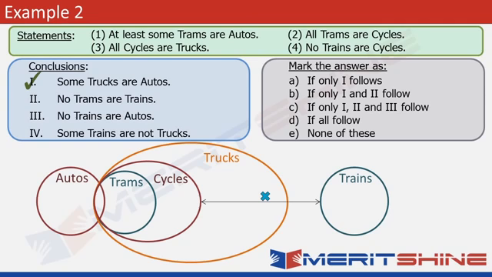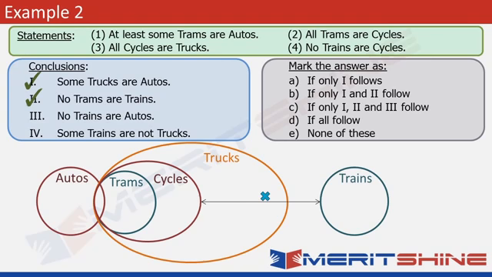Number 2. No trams are trains. So it's a negative statement and we'll have to look at all the possible cases. But if you look at the figure, we can see that cycles and trains are disjoint sets. So there can be no overlap. And all the trams are contained within cycles. So there can be no tram that's not a cycle. So it means that if cycles and trains are disjoint sets, trams and trains would also be disjoint sets. That's easy to understand. So it means that no trams can be trains. So it follows.